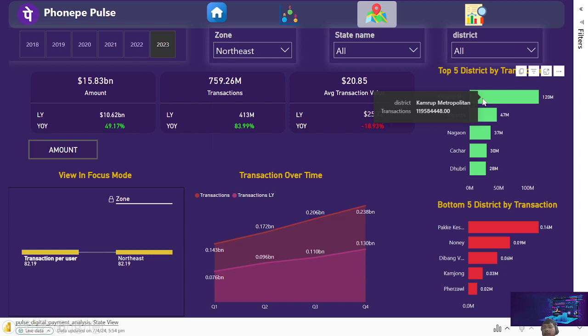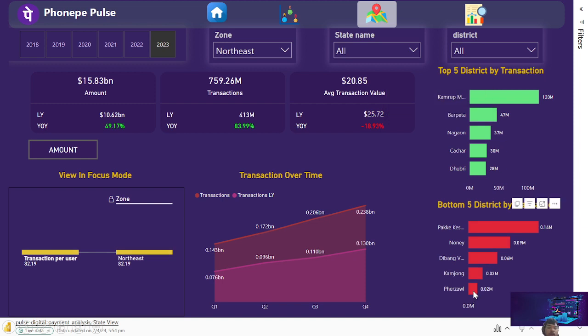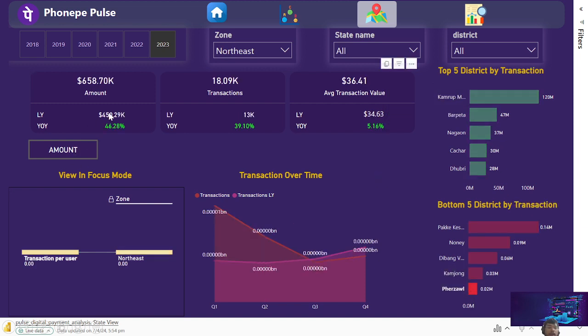As we can see that for Kamrup, it is showing negative growth for both total amount, total transaction, and our average transaction value. So although it is the topmost district in Northeast transaction wise, it is showing us some negative growth. You can also look at our Faisal district. So this district is showing some positive trends.